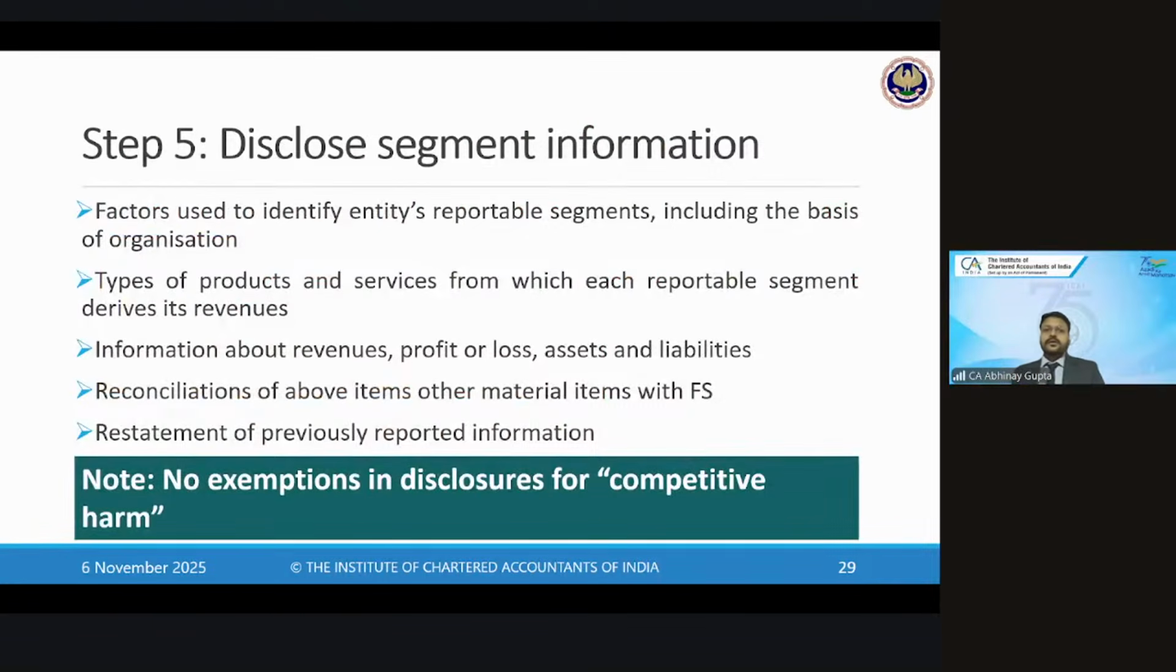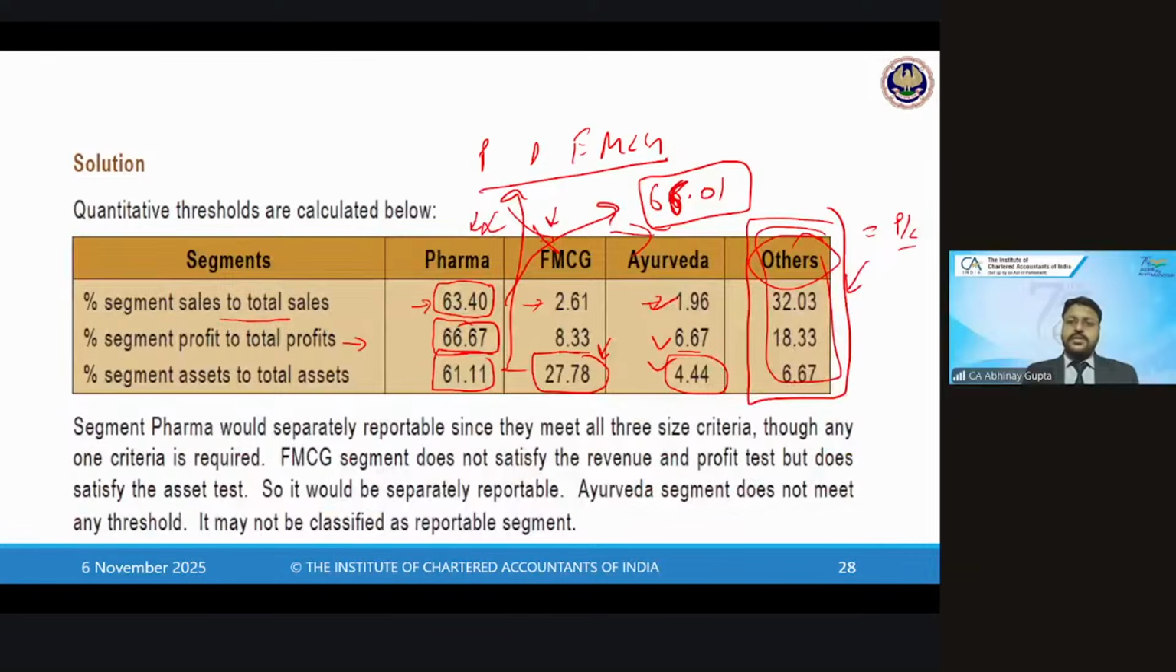Sir, Ayurveda is clubbed in others. No, Ayurveda is already reported separately. I am saying in others, because we are still sitting with 32% of the total revenue, right? Which indicates that there are one or two major operating segments which management is not reviewing independently, but they are sitting in the others. That's what I'm saying.